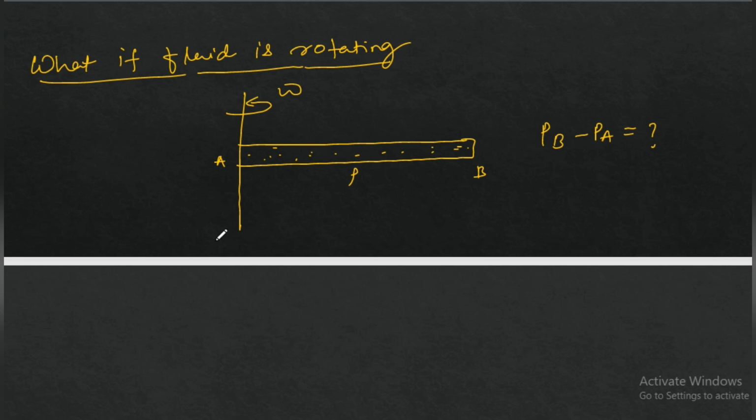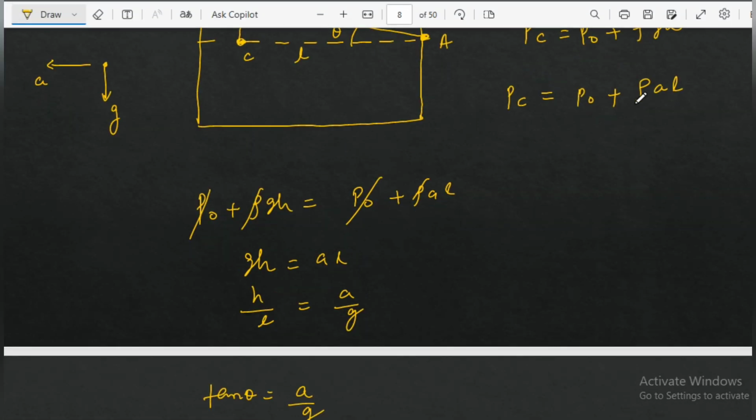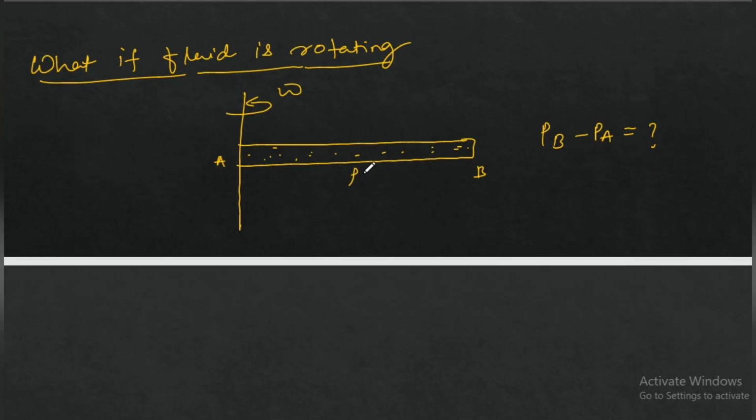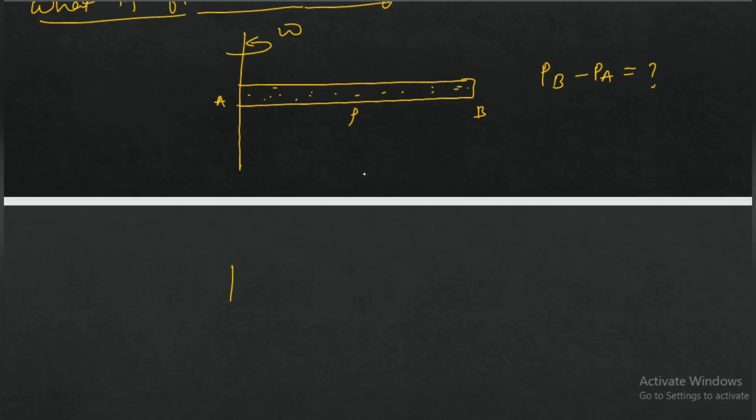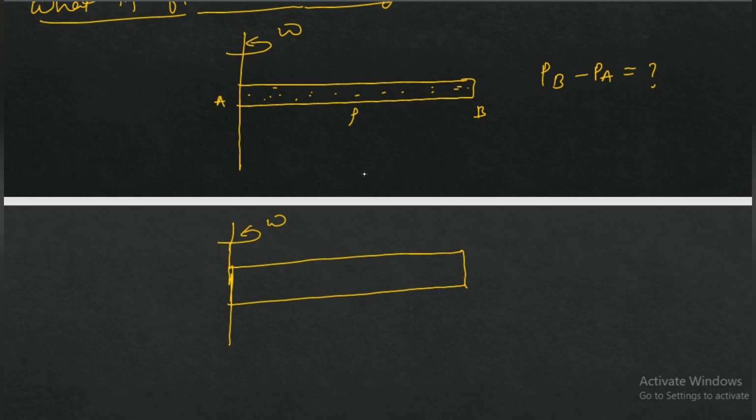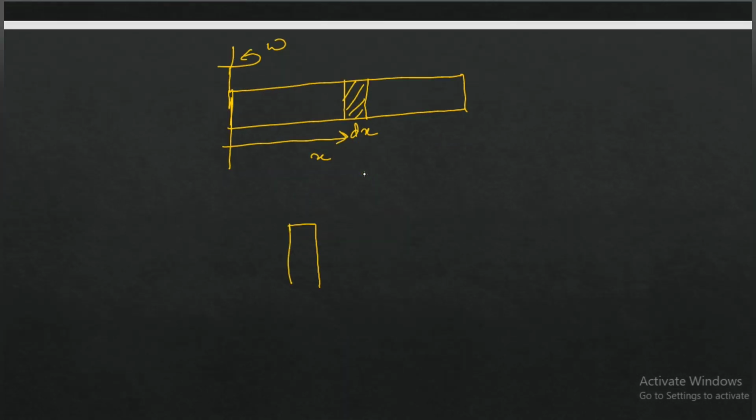Therefore, we cannot directly do rho gh like this, rho AL. So we have to take an element and integrate. This is omega, go to a point x from the axis, take an element dx. For this small element dx the acceleration is approximately the same. You can consider the acceleration to be the same because dx is very, very small, right? So the acceleration for this whole element is omega square x, because this whole element is at x from the axis. So this is dx.